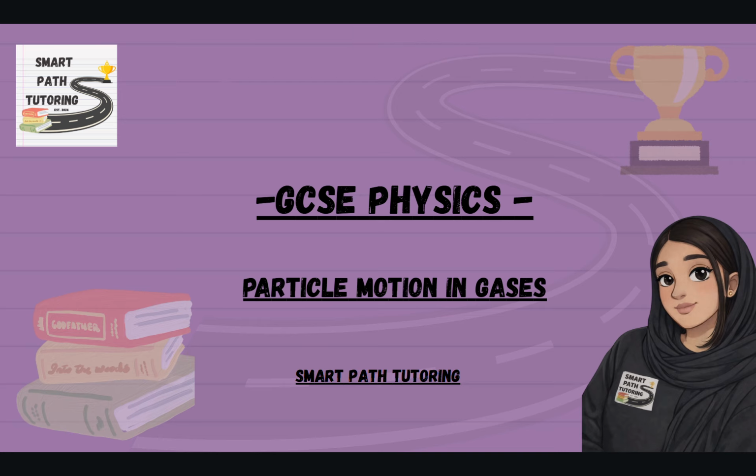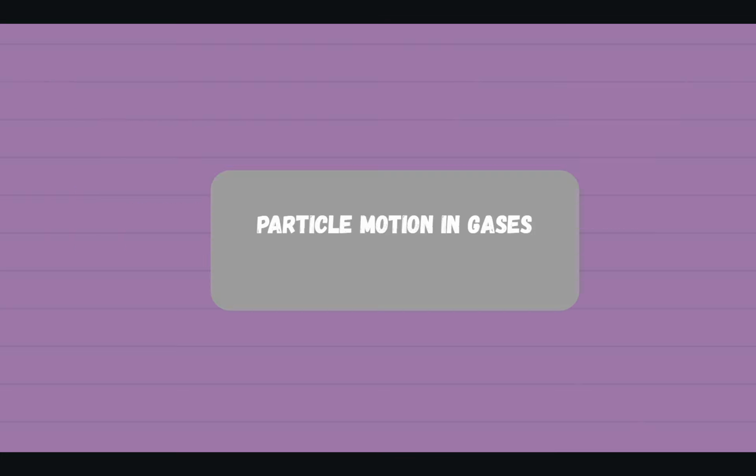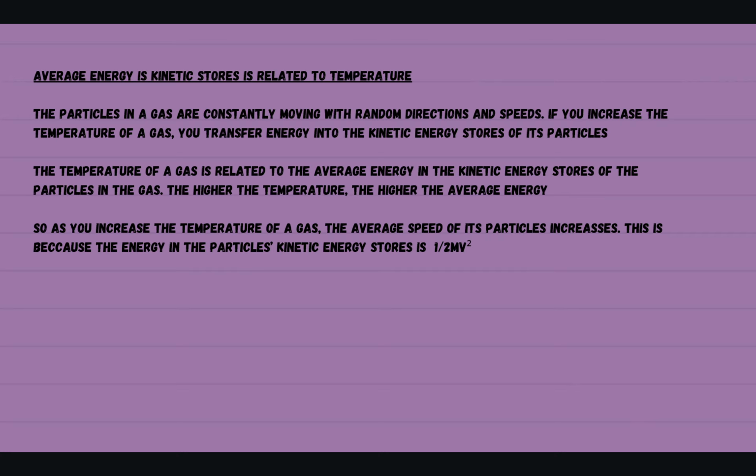Hi guys, in this video we're looking at GCSE Physics focusing on particle motion in gases. So the average energy is the kinetic stores related to the temperature. So the particles in a gas are constantly moving in random directions and speeds. If you increase the temperature of a gas, you transfer energy into the kinetic energy stores of its particles.